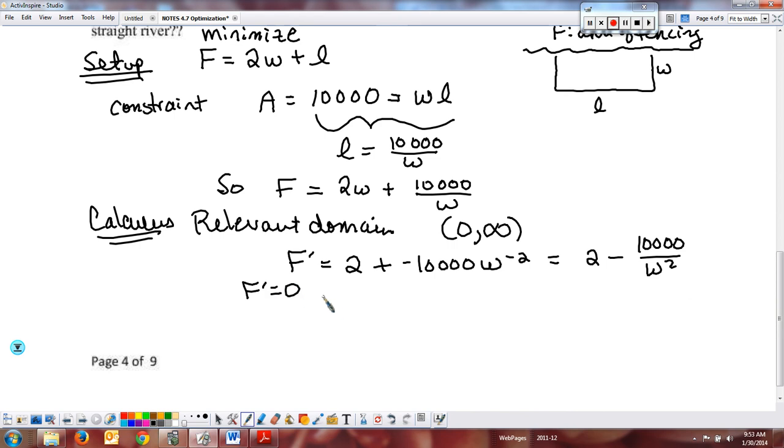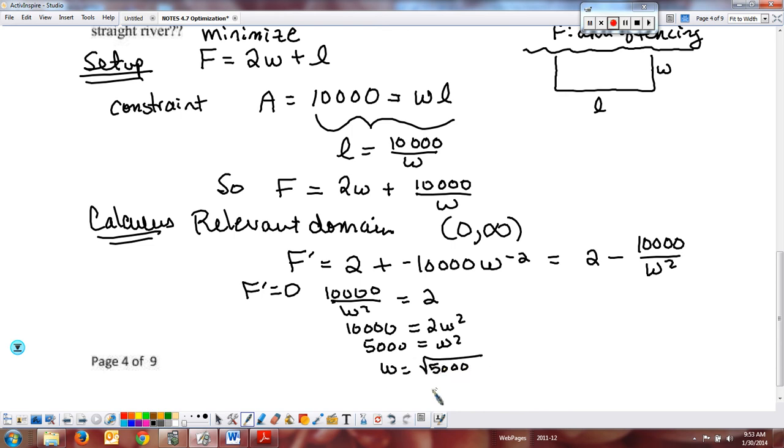Our critical values, when f prime is equal to 0, would end up being when 10,000 over w squared equals 2, or 10,000 equals 2w squared, divided by 2, 5,000. Gotta do a little bit more work for this one. Don't worry about the negative, because remember we're restricted to positive, so w would be the square root of 5,000. You don't have to simplify, but it might be in our best interest to pull out our 2,500, so that would end up being 50 square roots of 2, just so I have an idea of what I'm looking at there.